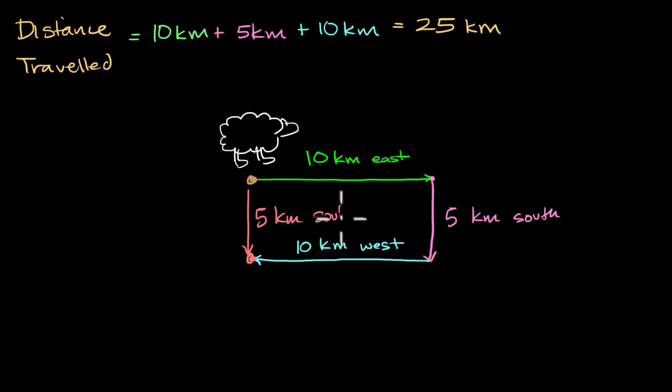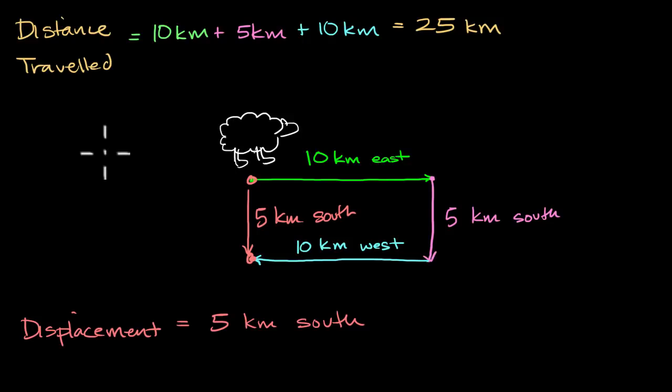It doesn't matter what it did along the way, what its path was. At the end of the day, it ended up 5 kilometers south of where it started out. And this would also be a valid way of saying how far it traveled. And this notion is known as displacement. So the displacement would be, in this situation, 5 kilometers south.